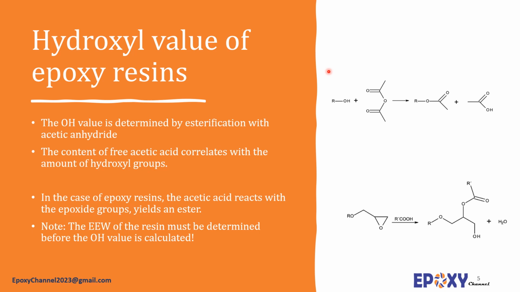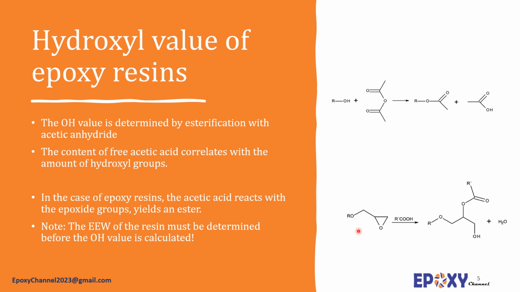We said that this hydroxyl value is a measure of the presence of free OH groups. So we have an R which is connected to an OH group, or an alcohol. Then we react it with acetic anhydride, and the resultant would be acetic acid. This acetic acid is titrated by potassium hydroxide, and the value points to the number of available OH. This is for the normal case.